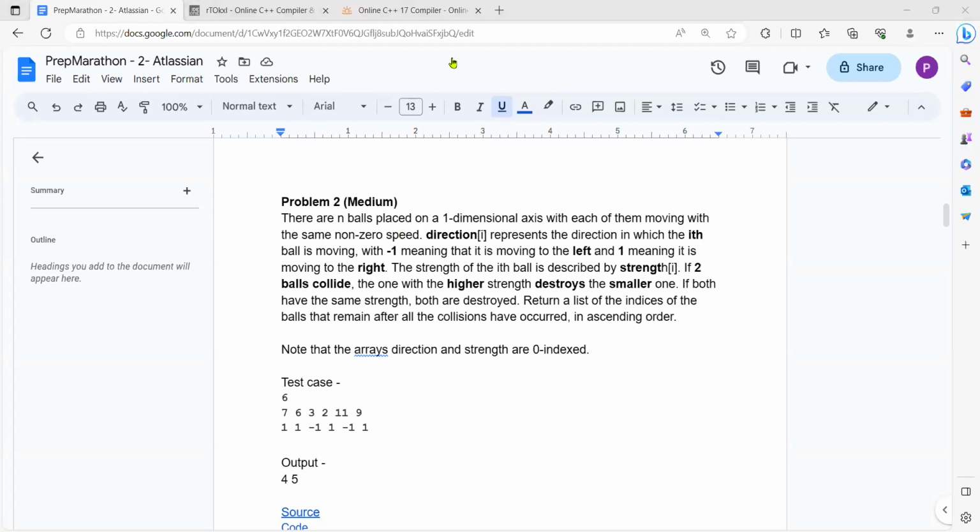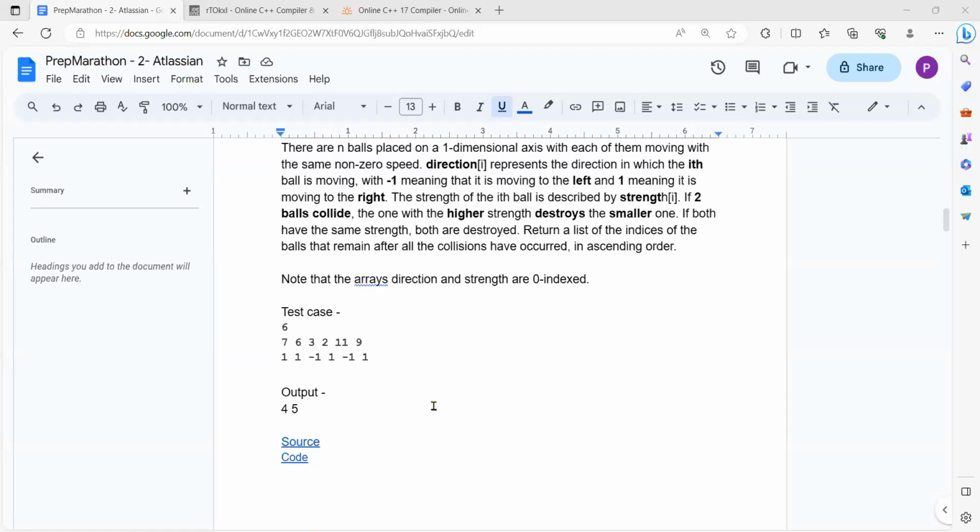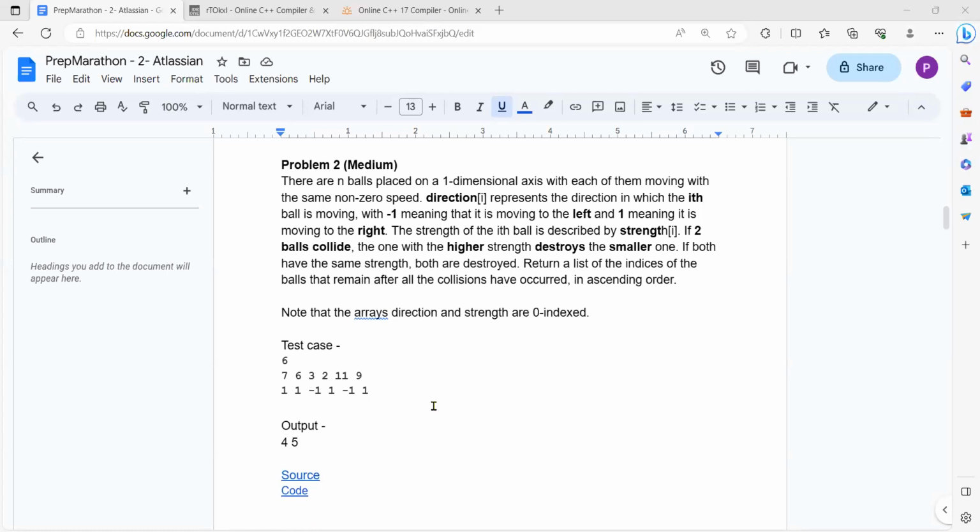Nice, nice. I got one answer from someone who has already solved it. This is a standard problem. Let's see how many of you are able to solve this.